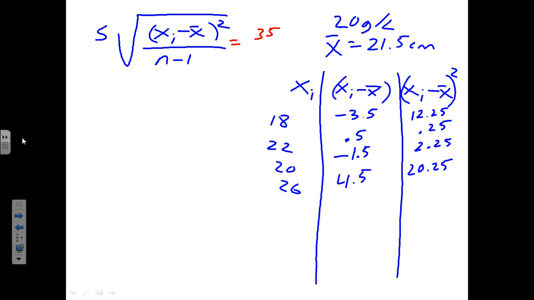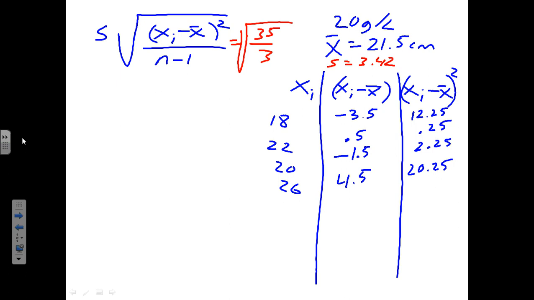We need to divide that 35 by what? Which is going to be what? 3, right? Because we've got 4 samples, n minus 1. So we're going to divide by 3, and then we're going to take the square root of the whole thing. So 35 divided by 3, square rooted, gives us 3.42 is our standard deviation.